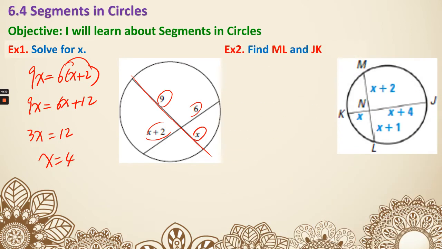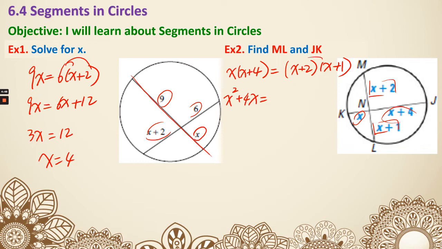Next, example 2. x times x plus 4 is the same as x plus 2 times x plus 1 on the other side. Now we need to distribute to simplify. So x squared plus 4x on the left side. Right side, remember to do your distribution. That's going to end up giving you x squared plus 3x plus 2.